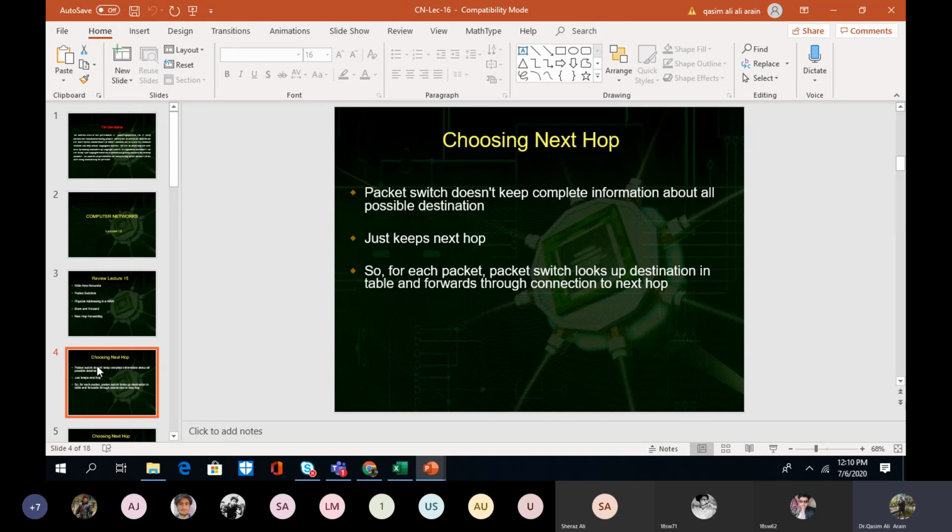Choosing the next hop: a packet switch does not keep complete information about all possible destinations, it just keeps the next hop. So for each packet, the switch looks up the destination in a table and forwards it through a connection to the next hop.